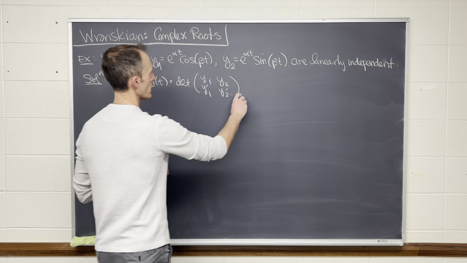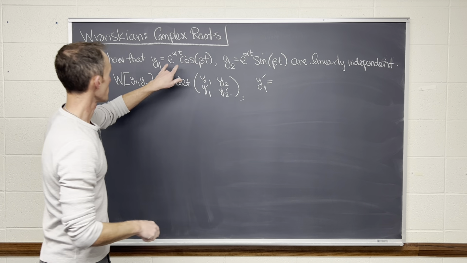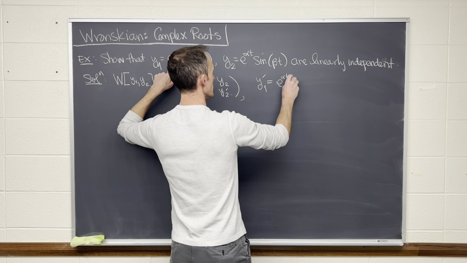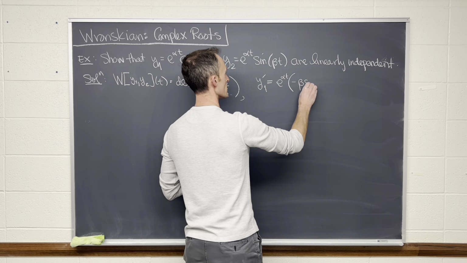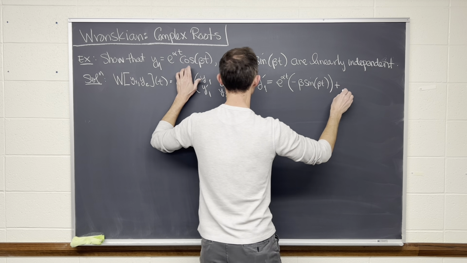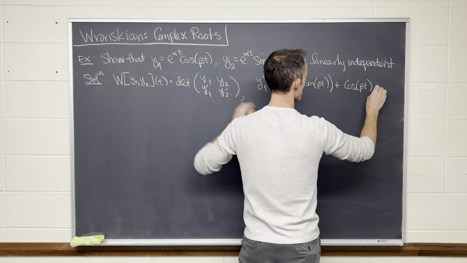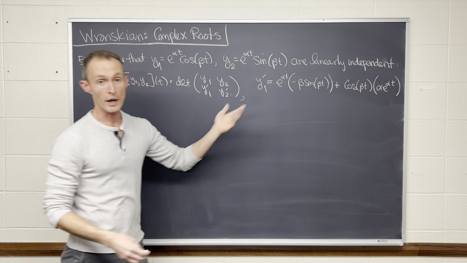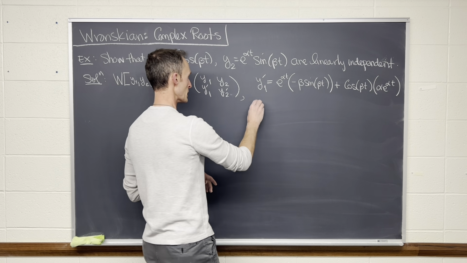All right, so what is y1 prime in this case? Well, that's going to be a product rule. So it's the first term, e to the alpha t, times the derivative of the second. Chain rule tells me that's a minus beta sine of beta t, plus the second term, cosine of beta t, times the derivative of the first term, which is alpha e to the alpha t. Okay, so that's y1 prime. So giddy up, the determinant's going to be fun. It's going to be a disaster.